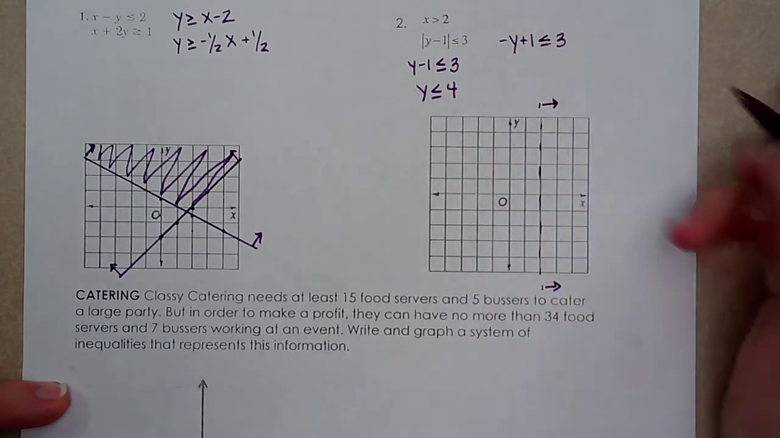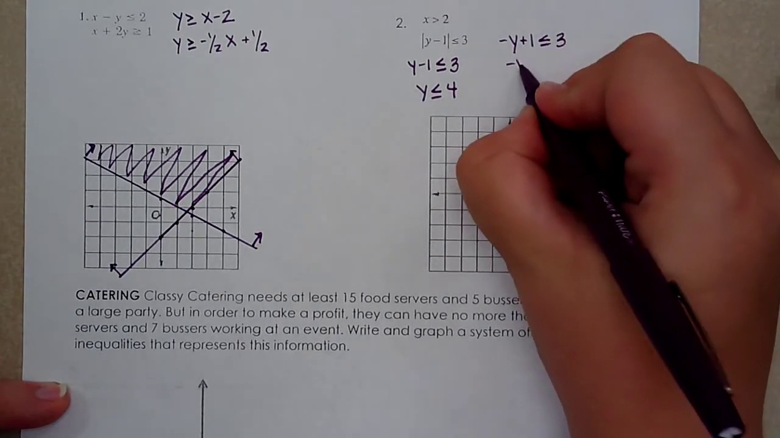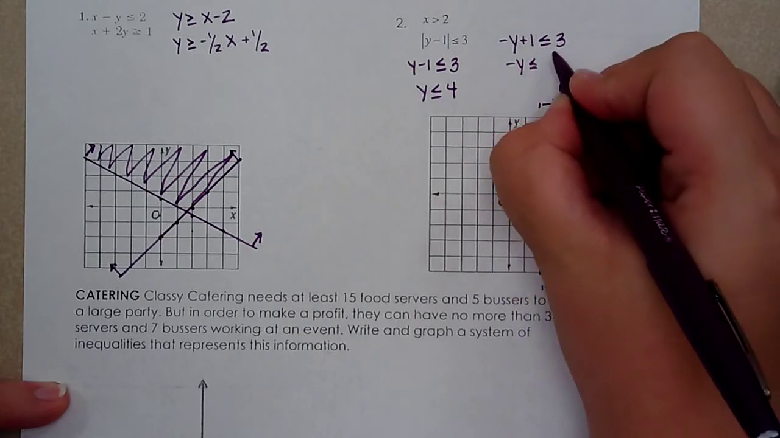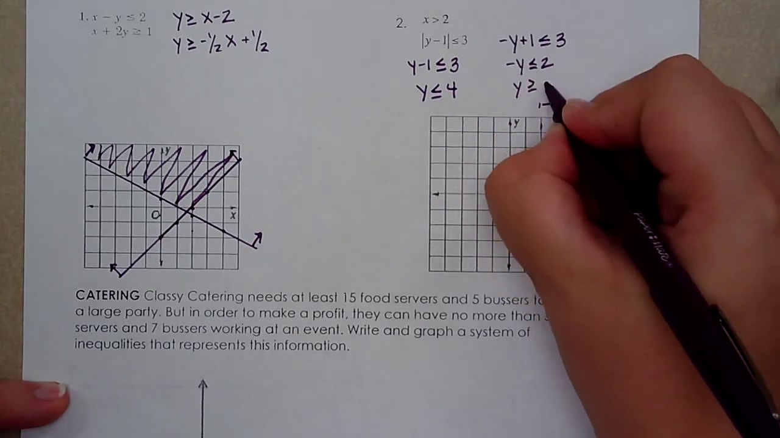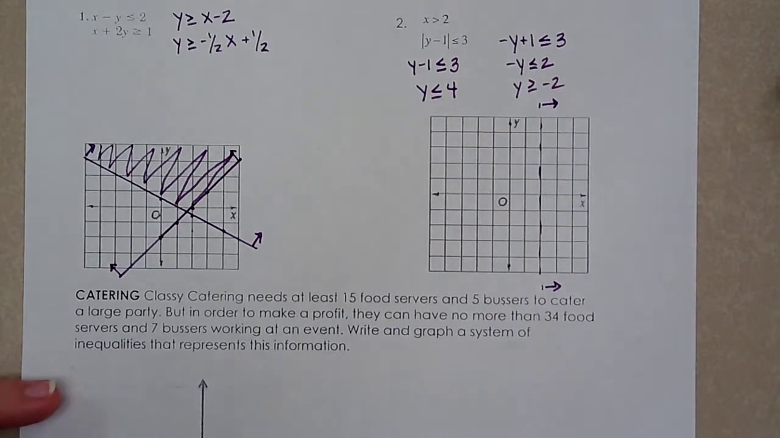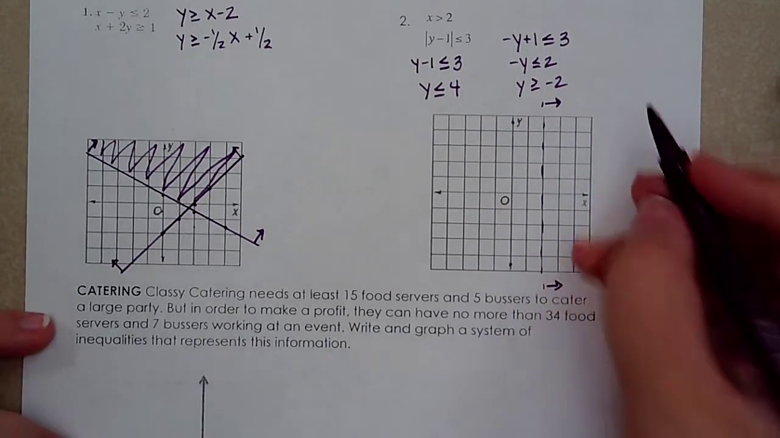Less than or equal to 3. Move the 1 over. We get 2. Flip that sign when we divide by a negative, and we get y is greater than or equal to negative 2. Now let's throw those on our graph.